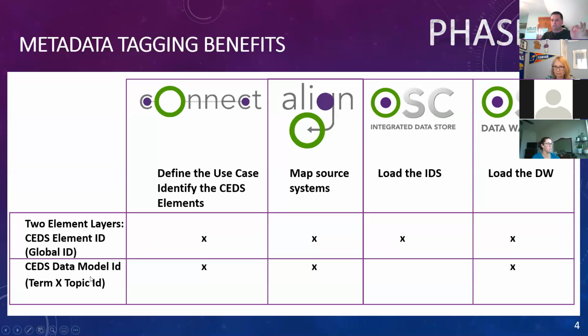There's a second ID, which is the CEDS data model ID. And if you've ever done any align mapping, that data model ID is contextualized to the situation. So the student's first name has an ID in addition to the global ID. The teacher's first name has a different CEDS data model ID than the global ID. The parent's first name has a different CEDS data model ID. So 3 different IDs for first name, parent, student, teacher, all having the same global ID. That ID gives us context around what kind of first name we are talking about, right?